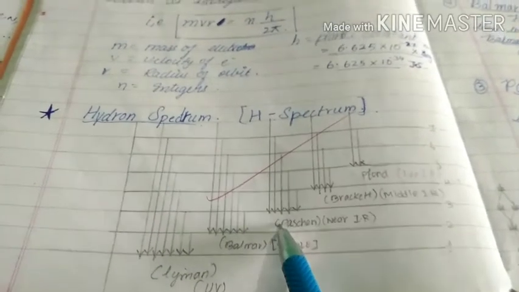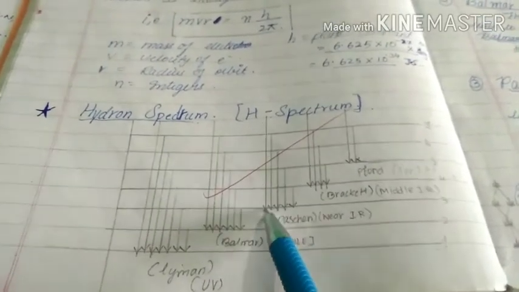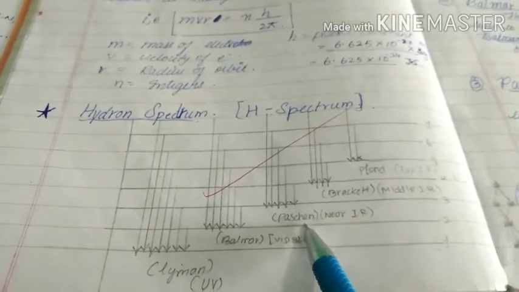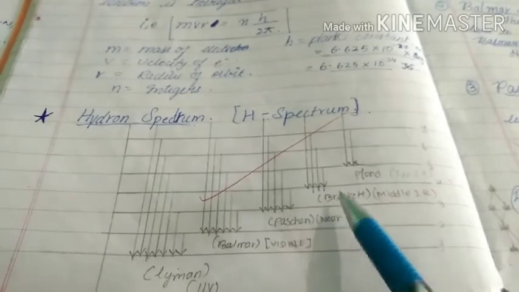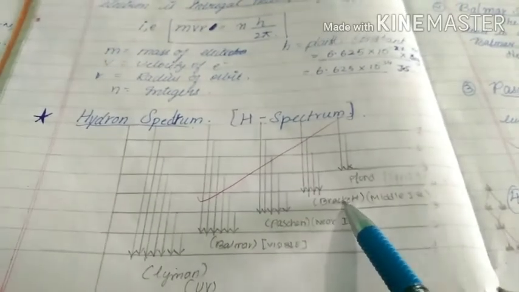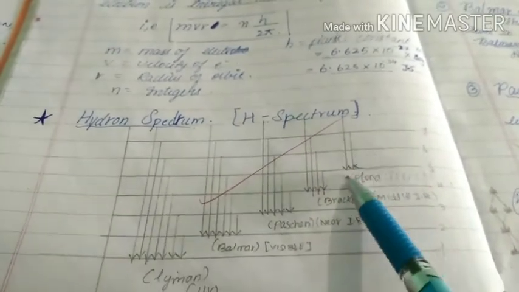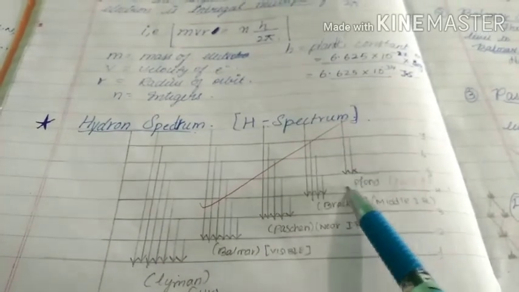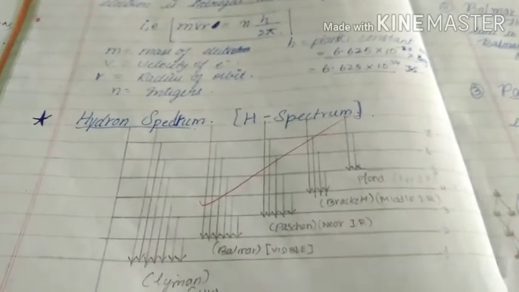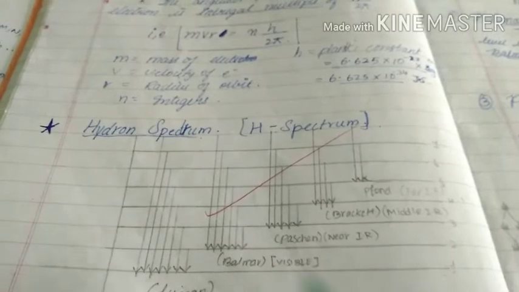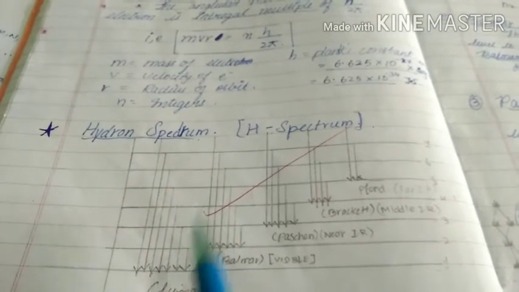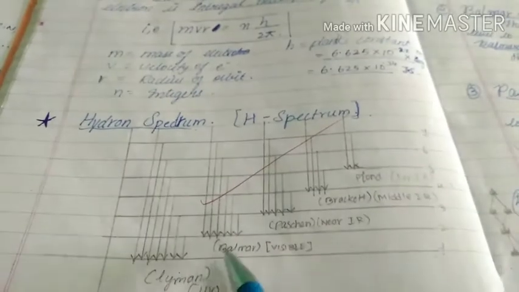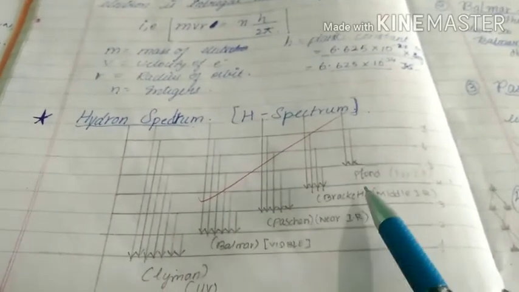When the electron jumps from a higher orbit to the third orbit, that is called the Paschen series. When it jumps from a higher orbit to the fourth orbit, that is called the Brackett series. When it jumps from a higher orbit to the fifth orbit, that is called the Pfund series. That means the hydrogen spectrum contains 5 series: Lyman, Balmer, Paschen, Brackett, Pfund.